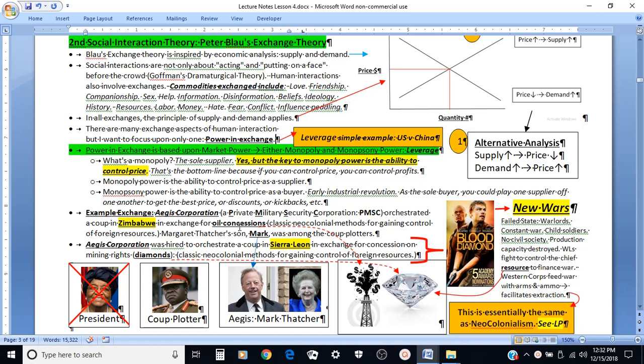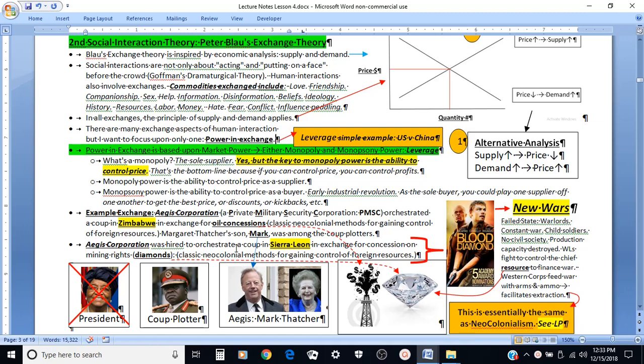And so this is a classic neo-colonial method for gaining control of foreign resources. And a key person who was involved in the coup, a key leader of the corporation, was Mark Thatcher, son of the esteemed Margaret Thatcher. All right.